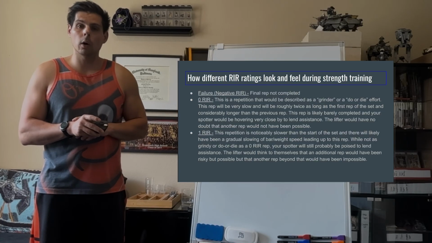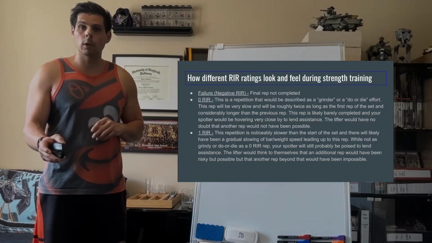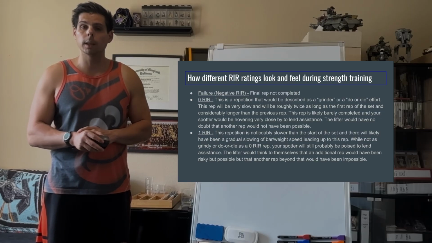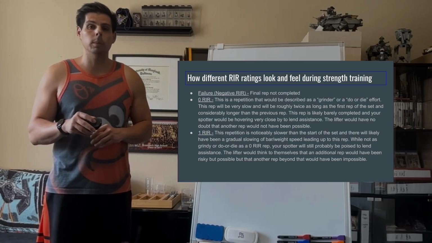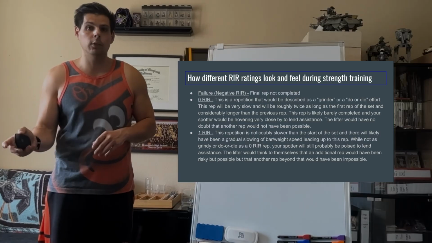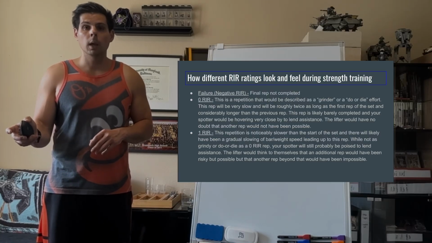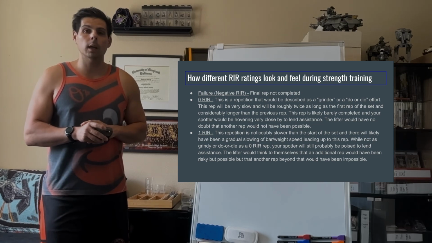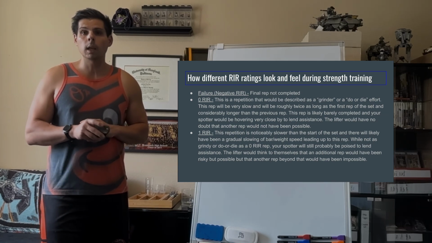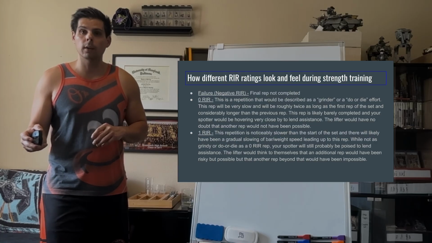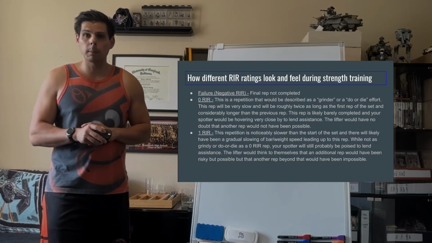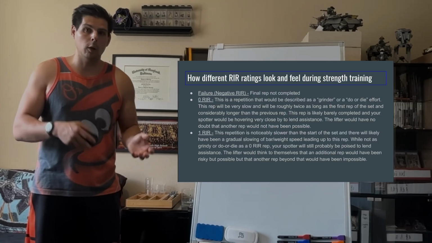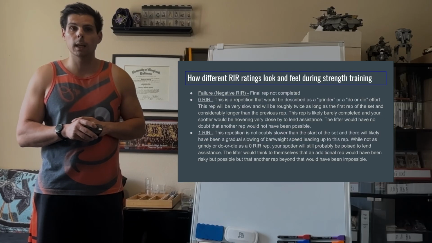Now at 1 RIR, this last rep is going to be noticeably slower than the start of the set. You might be starting to approach the territory of twice as long, and it's also going to be noticeably longer than the rep that preceded it, similarly to the 0 RIR rep. However, with 1 rep in reserve, this repetition will be slow, but it's not going to be nearly as agonizingly grindy, and it's not going to have the same do or die type effort to it. Your spotter's probably still going to be pretty close or poised to help you, but it's not going to be in an I need to help this person immediately type way.